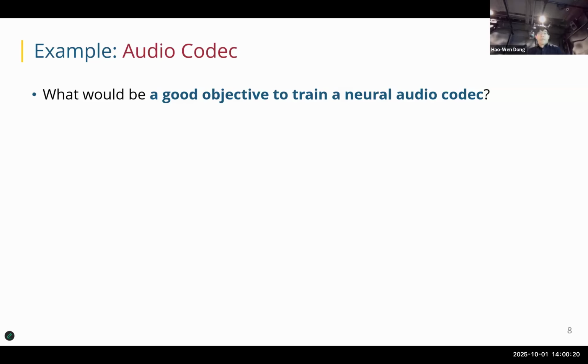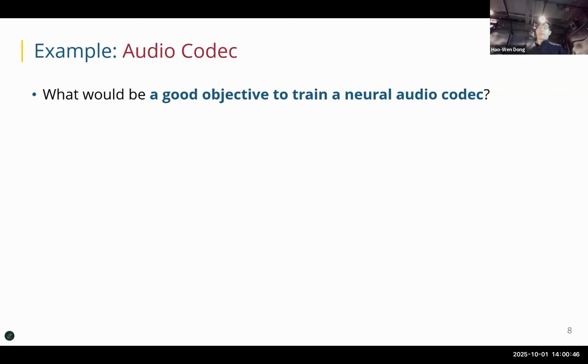So here's an example to give you the sense of what an objective loss function would be like. Think about a neural audio codec. A codec is basically MP3, what else? M4A, AAC. Think of it as just a compression algorithm. So what would be a good objective to train a neural audio codec?